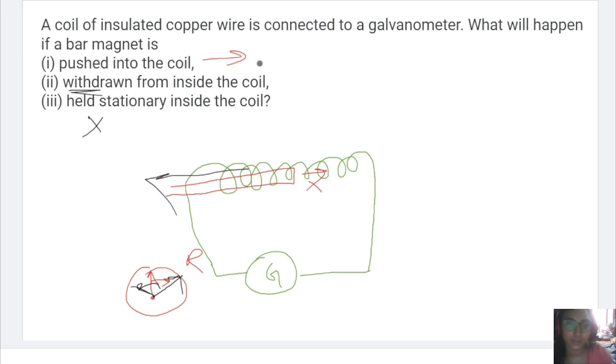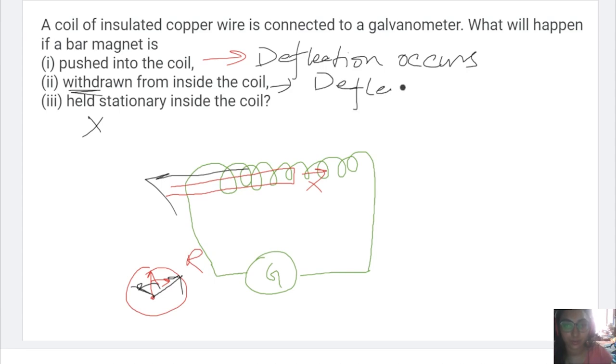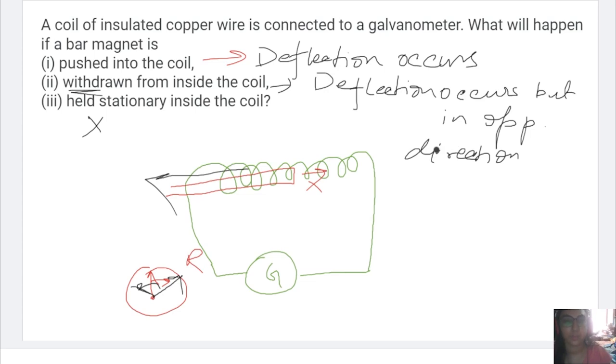Pushed into the coil, deflection occurs. Withdrawn from inside the coil, deflection occurs, but in the opposite direction. Finally, held stationary inside the coil, no deflection because no current is produced.